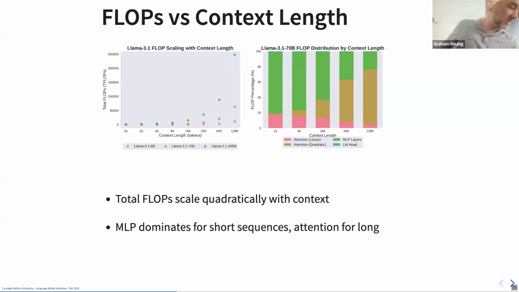And so practically, what does this mean for inference? It means that it's expensive. This is a lot of flops, and it also means that you start to become limited when you're dealing with very long sequences.